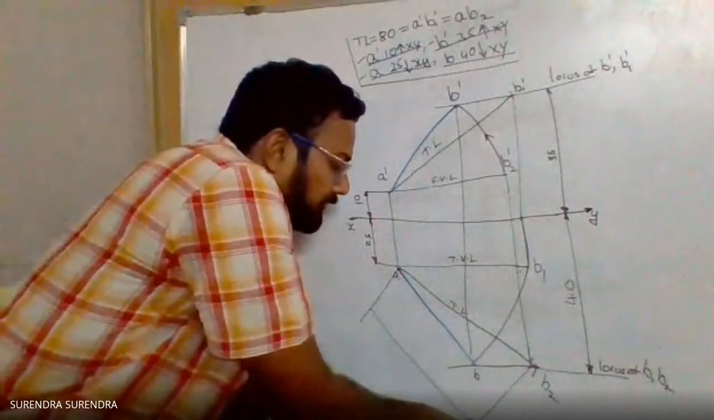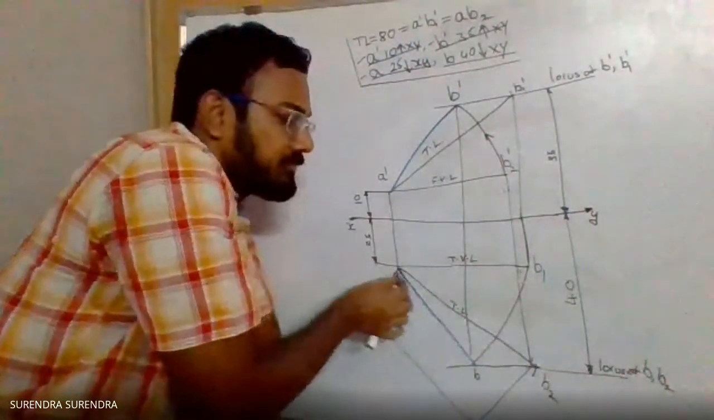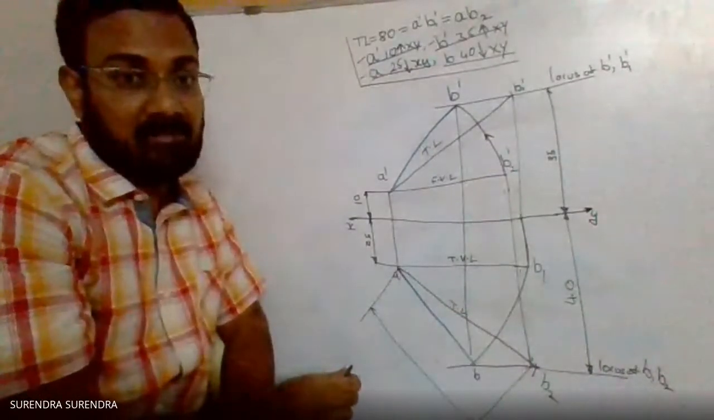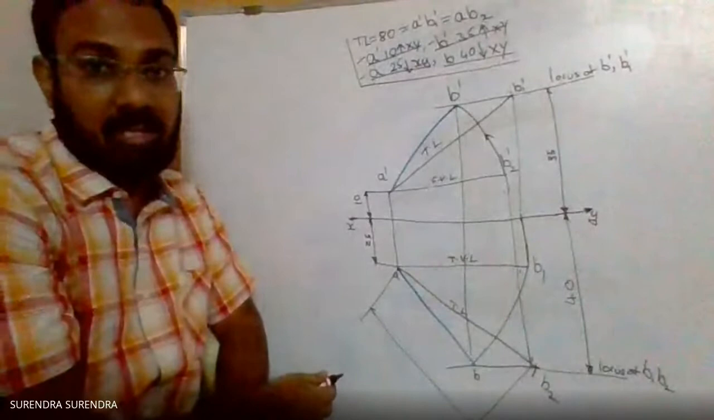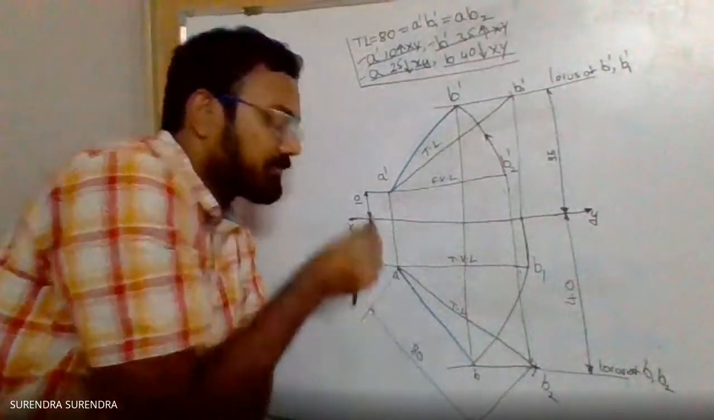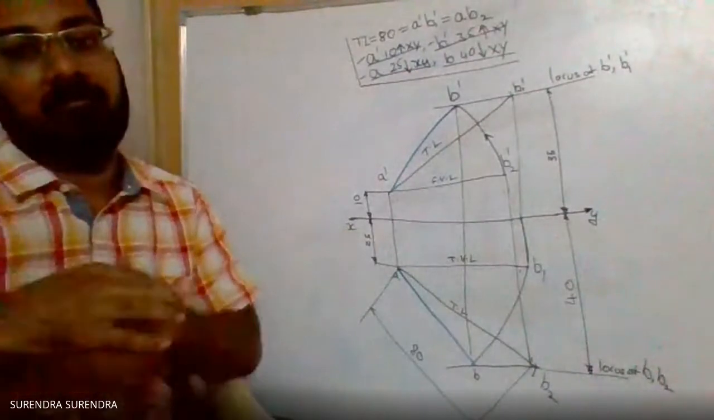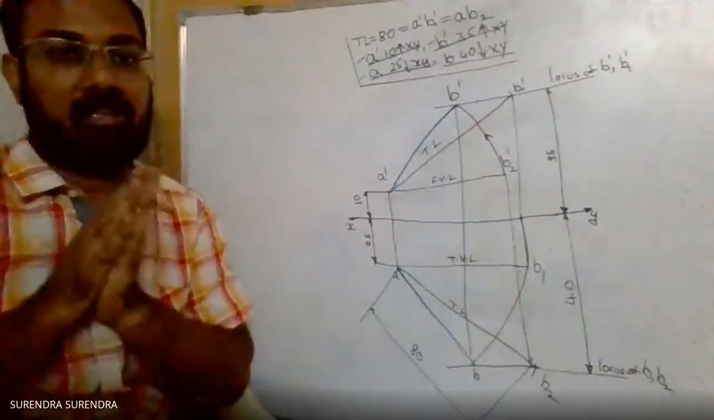But be careful, the dimension line must be parallel to A dash B2 dash line, and these extension lines must be perpendicular to A dash B2 dash. And finally, represent the value 80. So this is how to represent the dimensions and complete the problem.